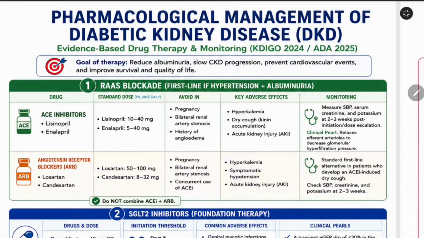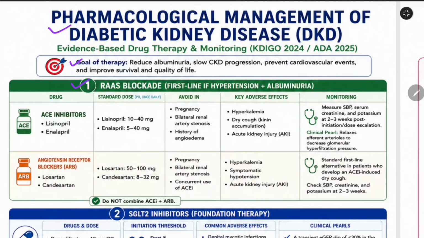This we have already discussed in the previous video. What we are going to discuss in this is nothing but drug dosages and their titration, and when to avoid, what are the key adverse effects and how to monitor. So these we are going to discuss in this table. The goal of therapy is to reduce albuminuria, slow CKD progression, prevent cardiovascular events, and improve survival and quality of life.